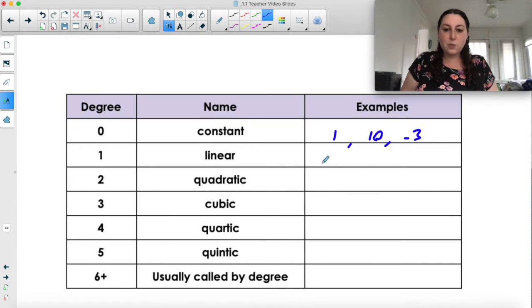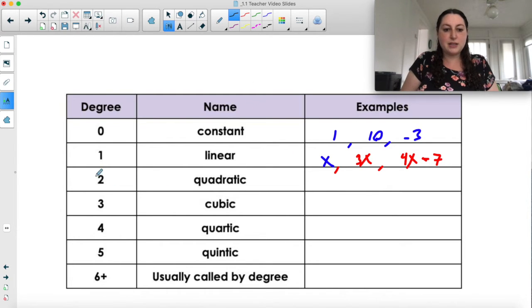Linear is when the degree is 1, so x to the 1. But if you remember, when there's a 1, you don't need to write it. You could just say x. Or you could have a coefficient, 3x. Or the biggest degree term is linear, but then you can have a constant with it.